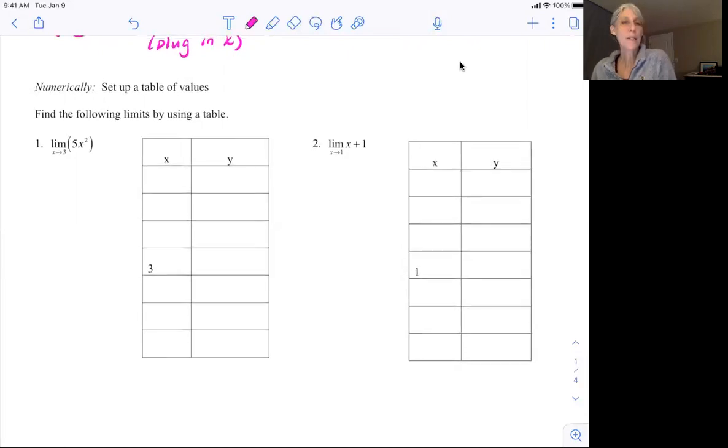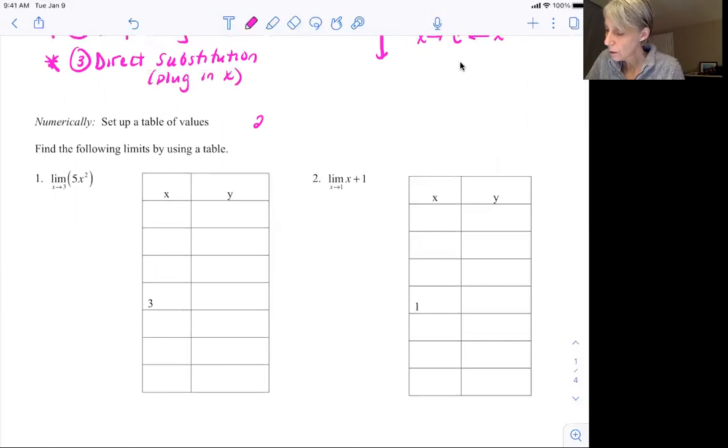So when we want to set up a table of values numerically, or look at something in our graphing calculator, I'm going to mention something right now. Remember, we want to plug in numbers that get close to 3. What we're doing here is evaluating the limit as x approaches 3 of our function f of x, 5x squared. So if you think about numbers that get really, really close to 3, like on the x-axis here, a number a little bit bigger than 3 is 3.1, but I could even get closer. I could do 3.01 or 3.001.